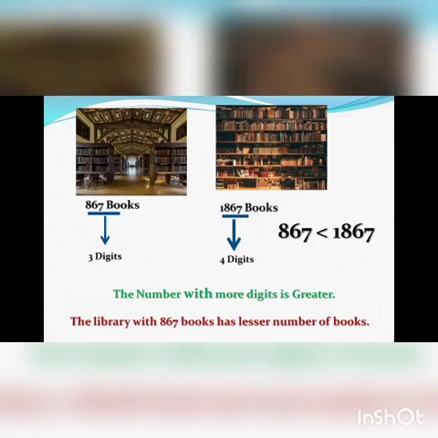1867. If the numbers have the same number of digits, then compare the digit at the highest place. If these two digits are same, then compare the digit in the next highest place, and so on. Let us see this with an example.